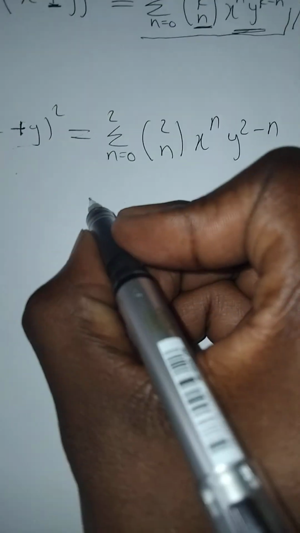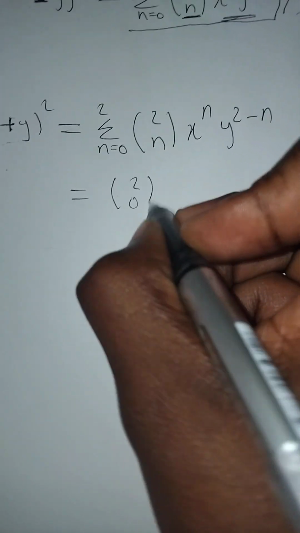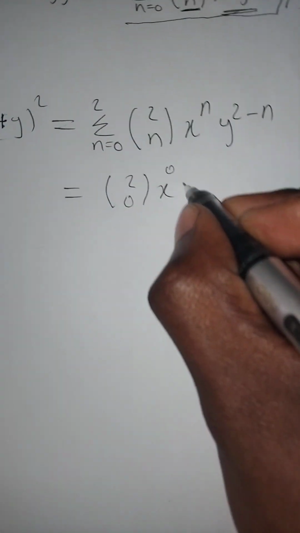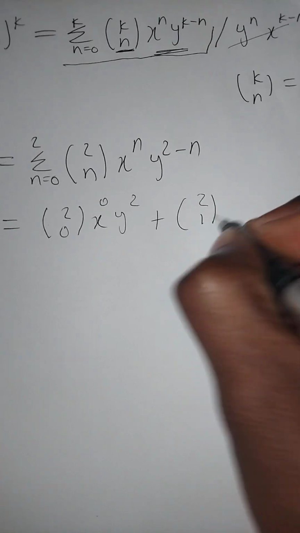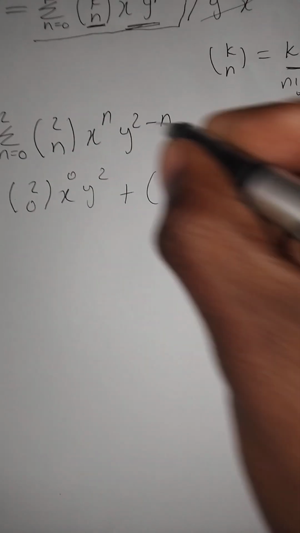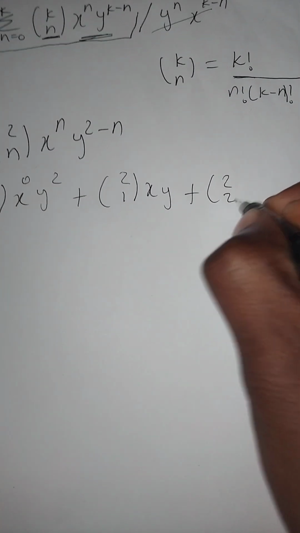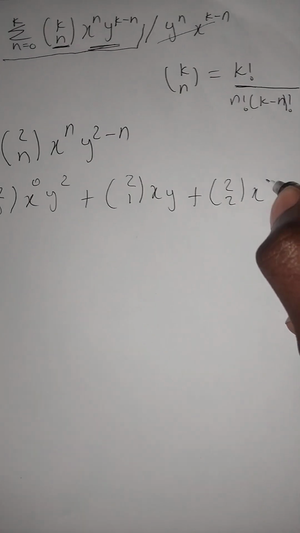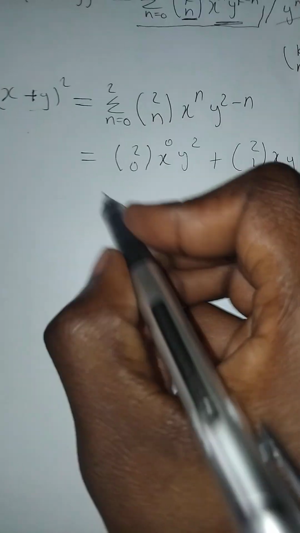Now let's expand this series. When n is 0, we are going to get C(2, 0) times x to the power 0, y to the power 2 minus 0, which is just y squared. Then we add that to C(2, 1), x to the power 1, then y to the power 1, since 2 minus 1 is 1. Then plus C(2, 2), x to the power 2 and y to the power 0. Then we can simplify that.